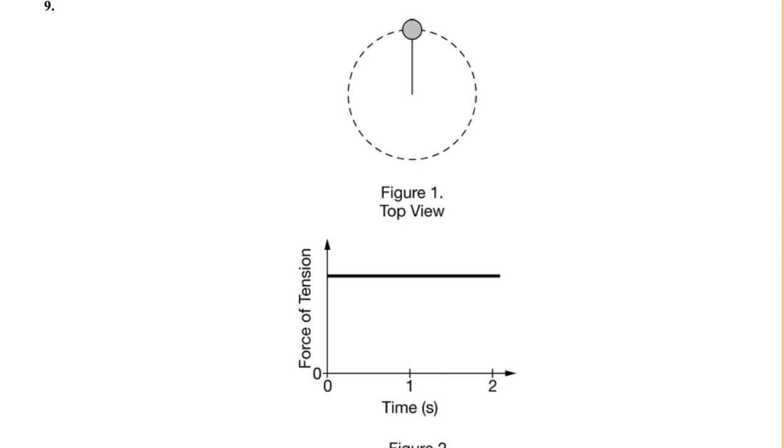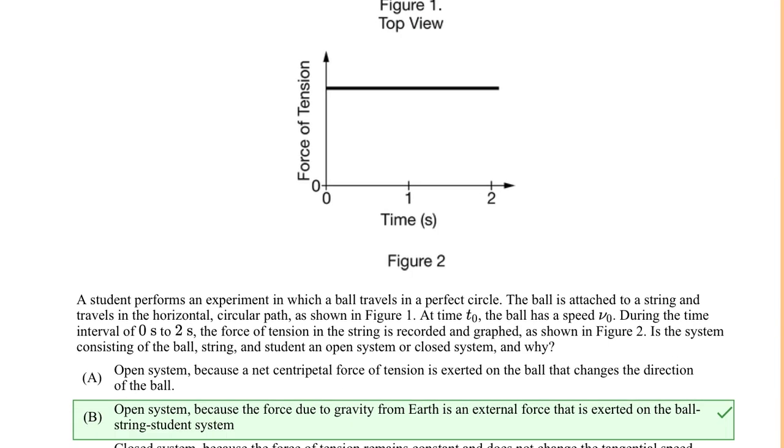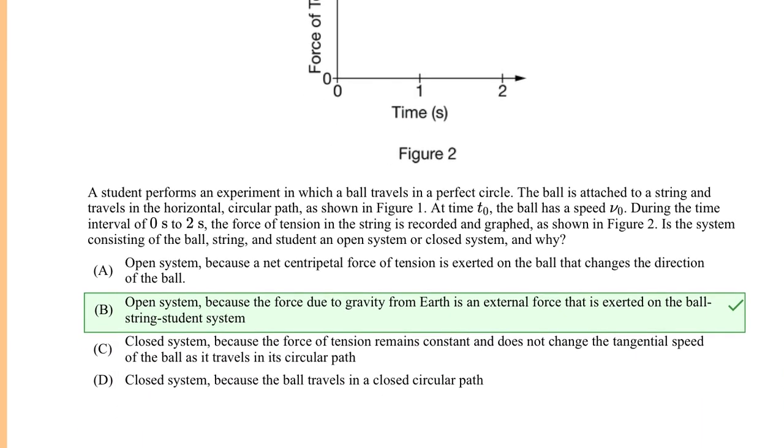All right, going on to number 9. Number 9 is a perfect example of a very lengthy question that kind of throws you off, but if you know certain things, then you can answer it pretty quickly. A student performed an experiment where the ball is traveling in a perfect circle horizontally. It's like if I was holding a lasso. I don't really know how to lasso, but it's just a horizontal circle.